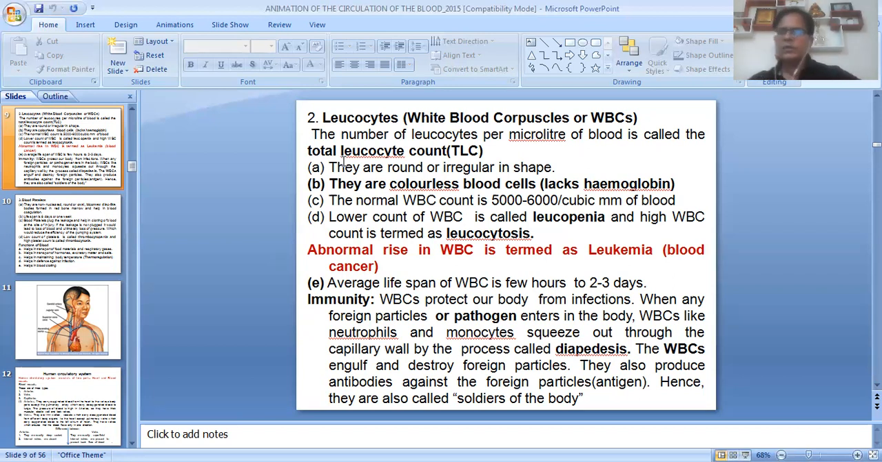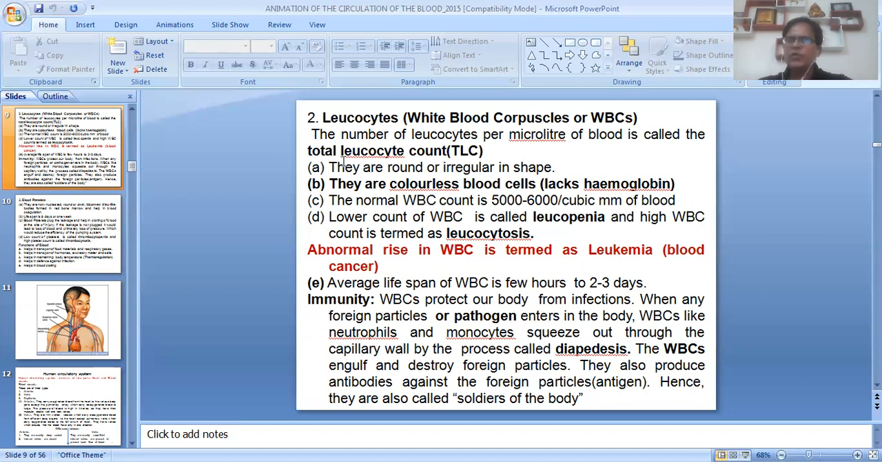Here you have to understand one thing. What is blood cancer? Whenever white blood corpuscles start rising abnormally in number, it is called leukemia, that's blood cancer. And a question could be asked about the lifespan of WBC. The lifespan of WBC is a few hours to 2 to 3 days.